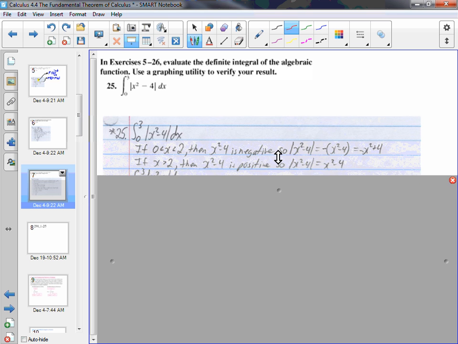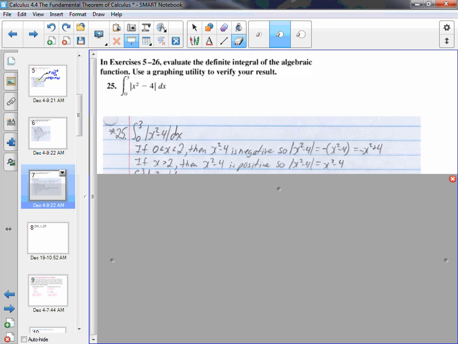Or you can, and you must be able to do this. This isn't that hard. If the expression's positive, the absolute value signs can be left off. If the expression is negative, the absolute value signs do change its sign. So if the expression is negative, put a negative sign in front of the expression, and you can leave the absolute value signs off.